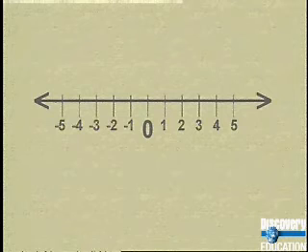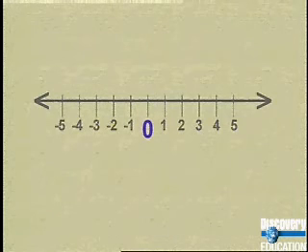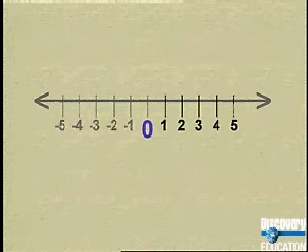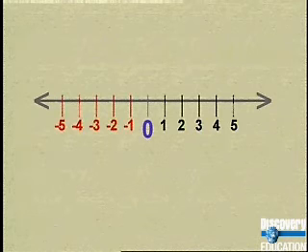So let's take a look at 0. Focusing on 0, notice that the numbers to the right of 0 have positive values, and the numbers to the left of 0 have negative values.